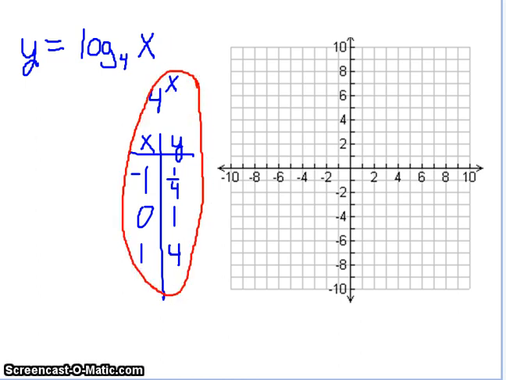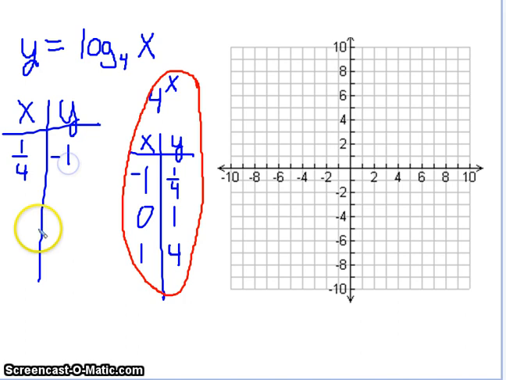To find the logarithmic, I actually have to do the inverse of the exponential. So that's going to give me (1/4, -1), (1, 0), and (4, 1). (1/4, -1) is going to be here, (1, 0), and (4, 1). So we're looking in this particular relationship.